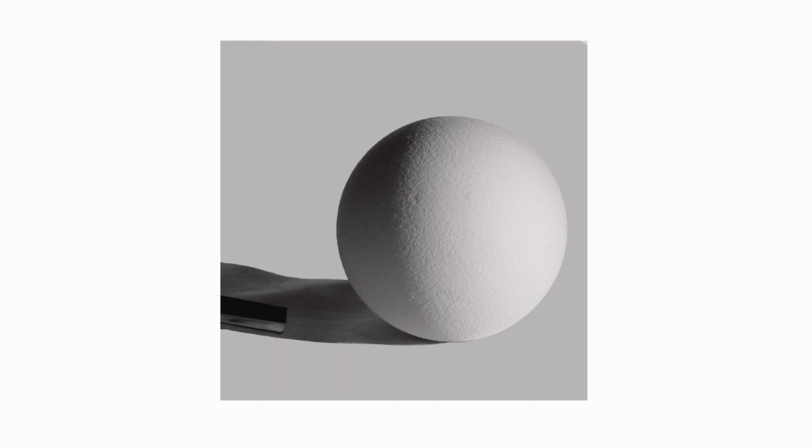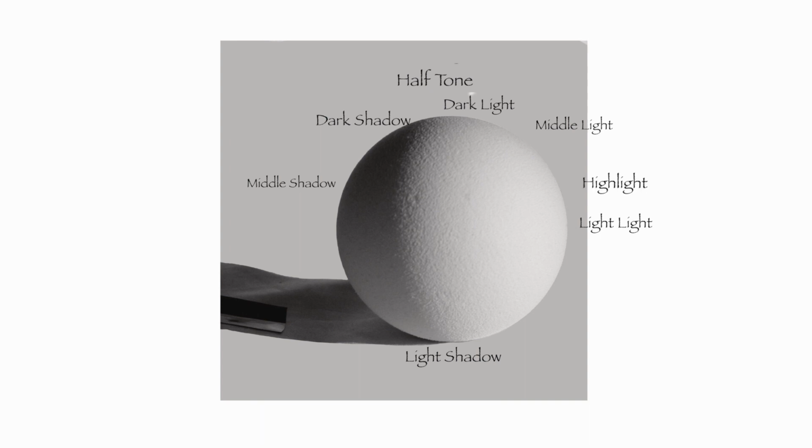Here are the terms that we're going to use for the light side of the sphere. We have our light paint, our middle light, and our dark light. On our shadow side, we have the light shadow, the middle shadow, and the dark shadow, which also could be called a core shadow. Dark shadow, core shadow is fairly similar. At the transition point between the dark light and the dark shadow, we have what is known as a halftone.